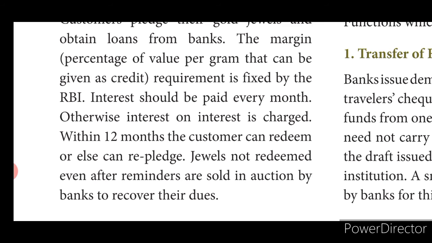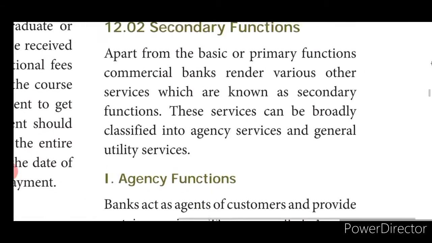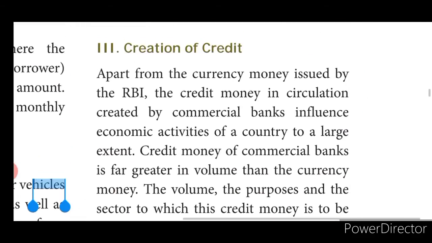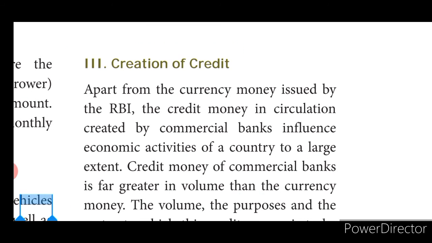The jewels not redeemed even after reminders are sold in auctions by the banks to recover their dues. You understand? So they'll give you 1 year of time, and you must pay your interest. If you don't pay the interest for your jewel, then you need to pay double interest, and after a particular time you will be notified to get back your jewel, and if you still don't respond, your gold will be sold in an auction by the bank, and then they will take their money back. That is okay. And the last type that we have is creation of credit.